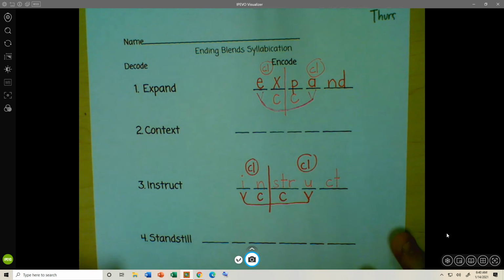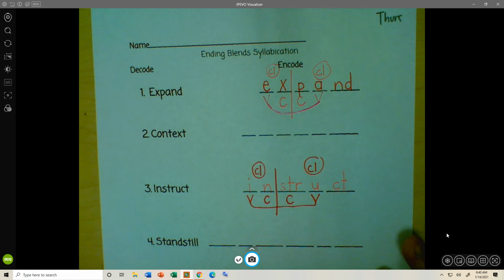I want you to do the rest of these on your own. You guys are getting really good at this. I have faith that you can complete the rest of this on your own. If you have any questions, have your mom or your dad email me.